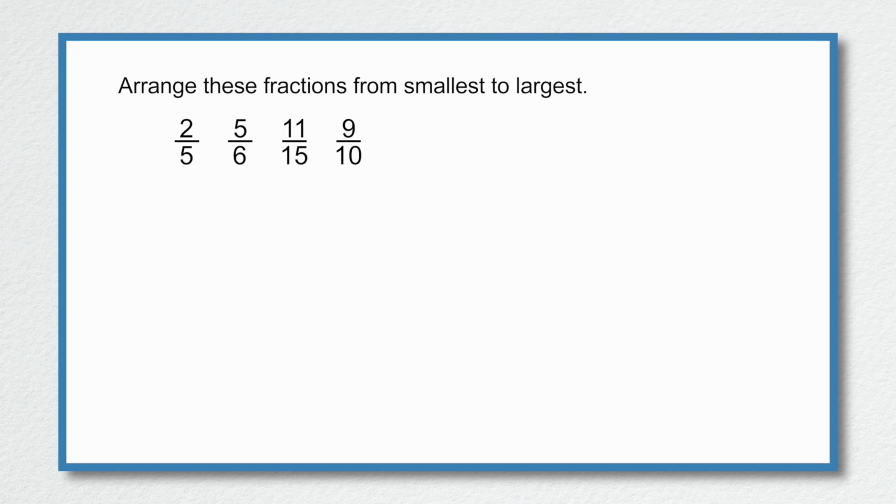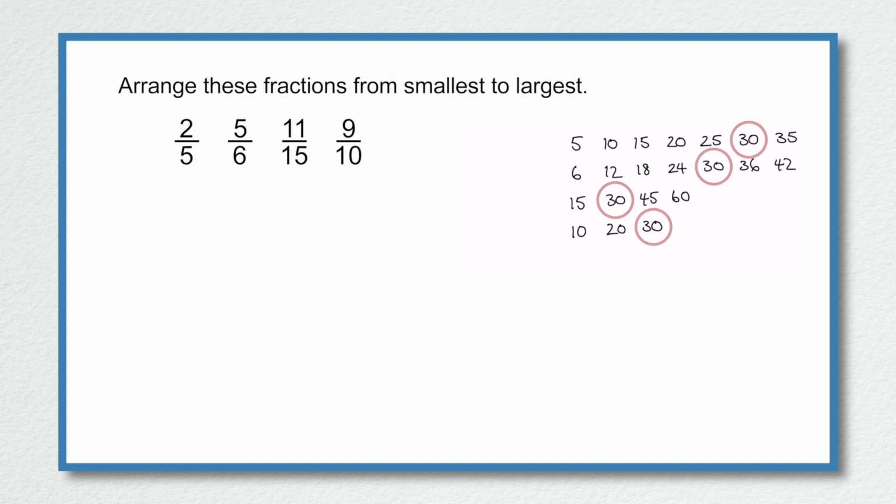If you're confident with your multiplication tables, you might already know the answer to this. But let's quickly write out the multiples. The multiples of 5 are 5, 10, 15, 20, 25, 30, 35. For 6, it's 6, 12, 18, 24, 30, 36. For 15, we have 15 and 30, 45. And for 10, we have 10, 20, 30. We don't really need to go any further. We can see that the lowest common denominator is going to be 30.